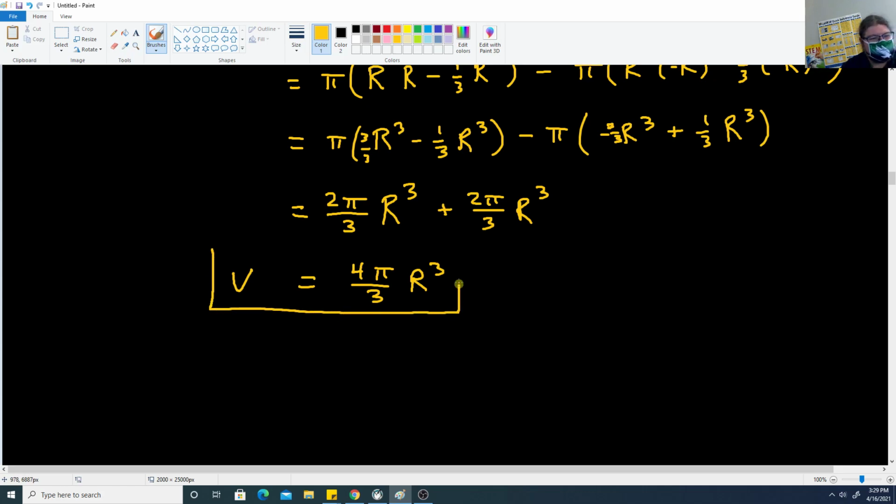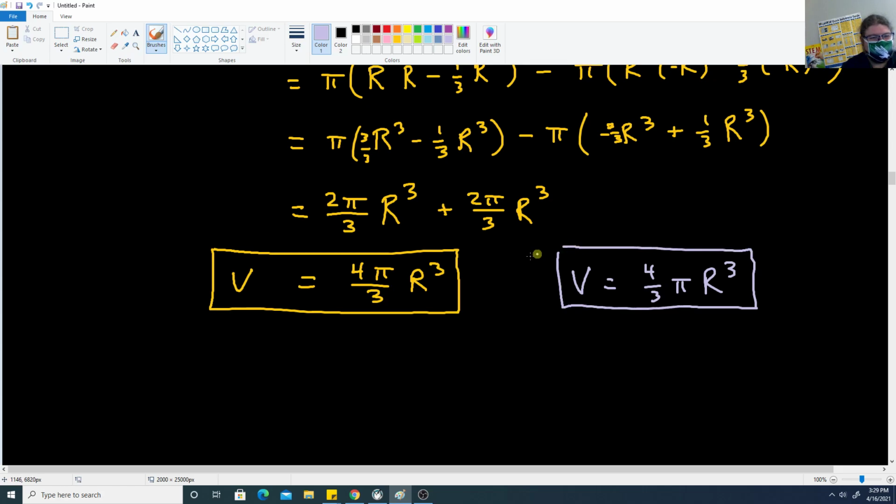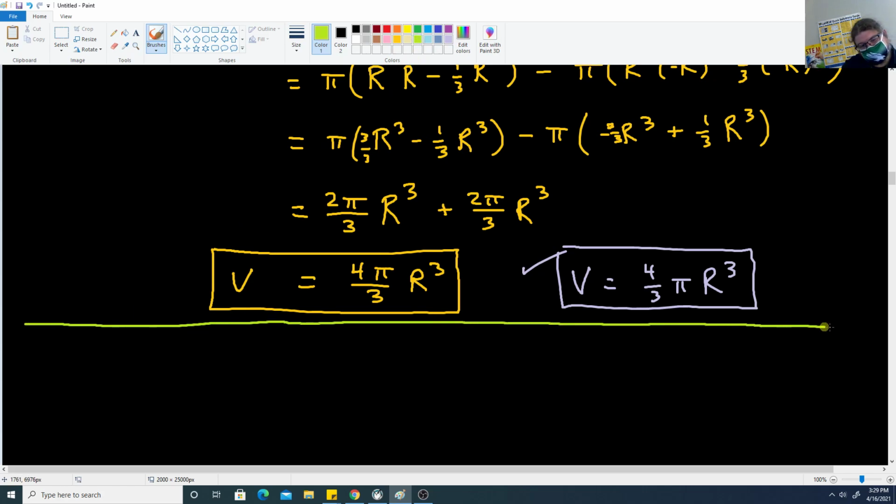That'll be our equation. And if you remember, there's a volume equation for a sphere that is 4/3 pi R cubed. These two things are the same. So this gives us the correct equation that we would expect to get back if we were asked to calculate the volume of a sphere. Okay, so we'll stop there and say that that's part 1.